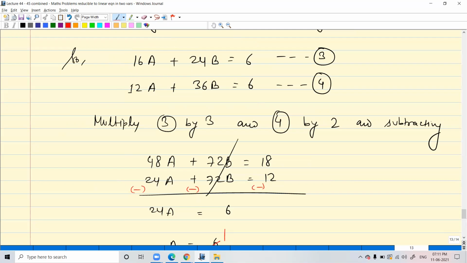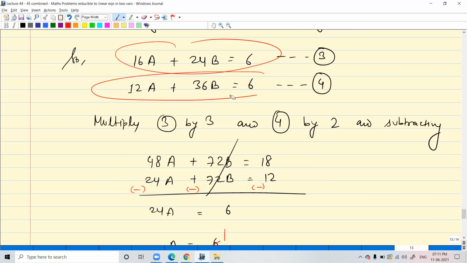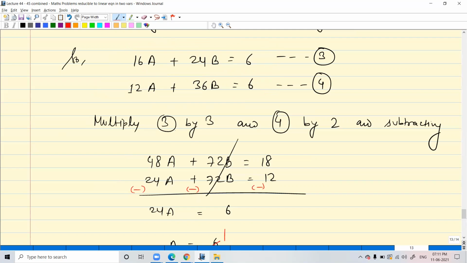You could have taken common 2 from the third one, or divided the third equation by 2 and the fourth equation by 3, and still you could have got a similar result actually. That would have been better. In fact, let me do that. Divide the third equation by 2 and the fourth by 3 and then subtract.